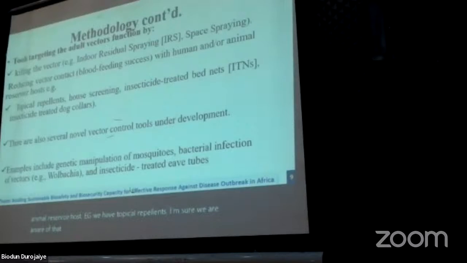What of house screening? We screen our doors, we screen our windows, and then the insecticide-treated bed nets, also called ITNs. And then we have the insecticide-treated dog collars. Even dogs carry these vectors and intermediate hosts, like ticks and fleas. When you use the dog collars, which are treated with insecticide, it reduces it just about 6,000.